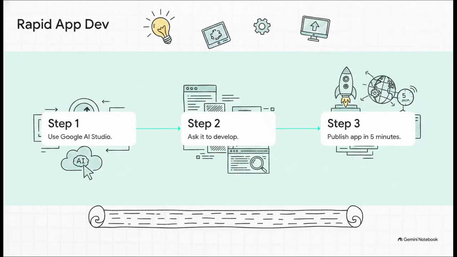But hey, what if you need way more than just content? What if you desperately need a fully functioning application like right now? Well, tool number 3 introduces a wild reality. With Google AI Studio, you can launch an entire app in just 5 minutes. Step 1, you just open Google AI Studio. Step 2, you ask it to develop your specific idea in plain English. And step 3, you publish. Seriously, it really is that streamlined. The barrier to entry for software creation has basically just vanished.